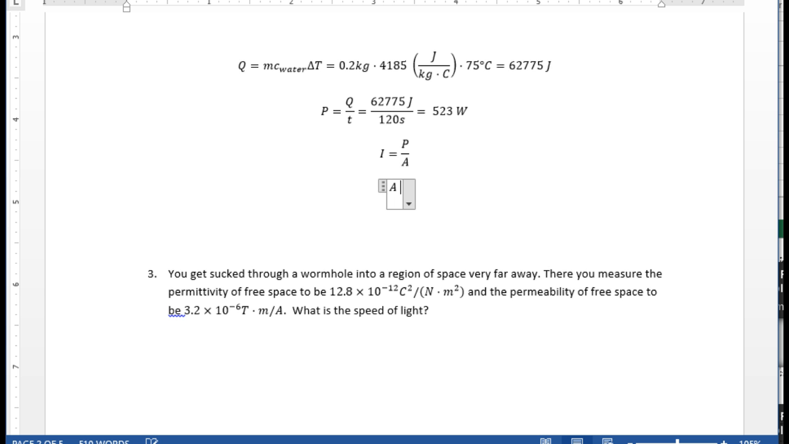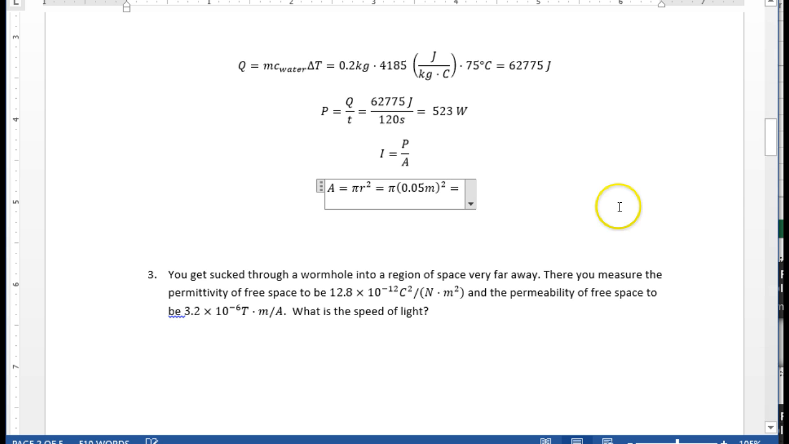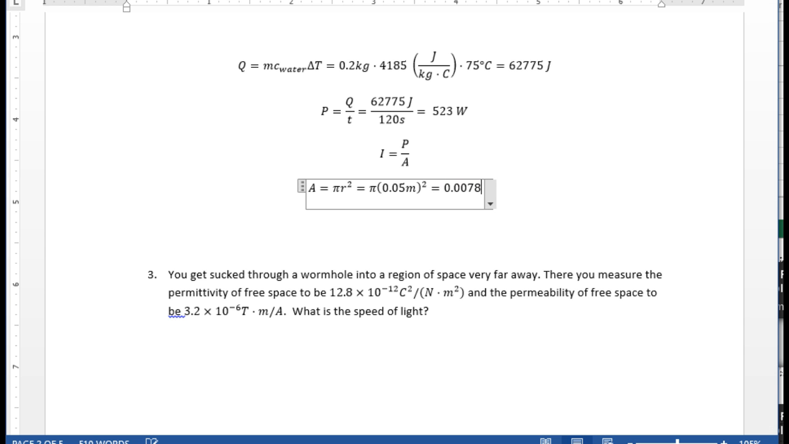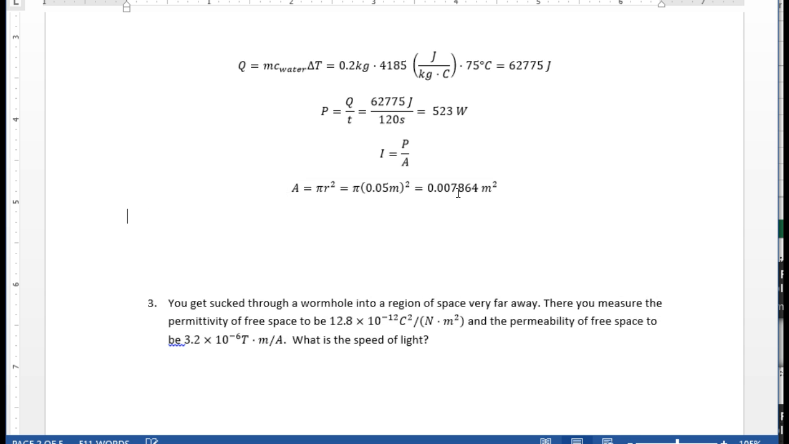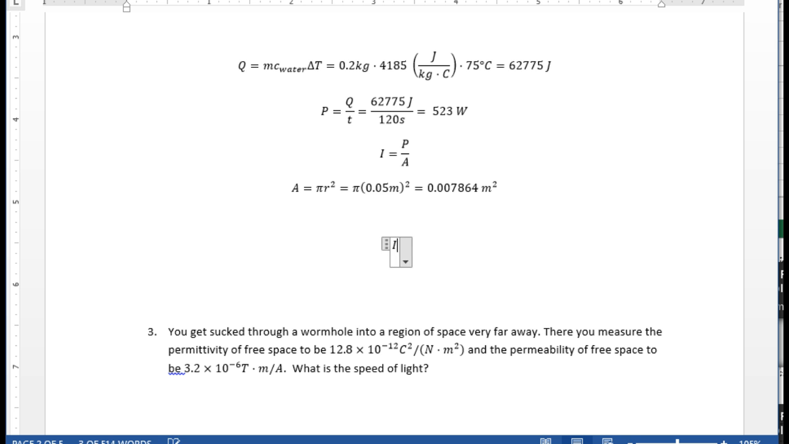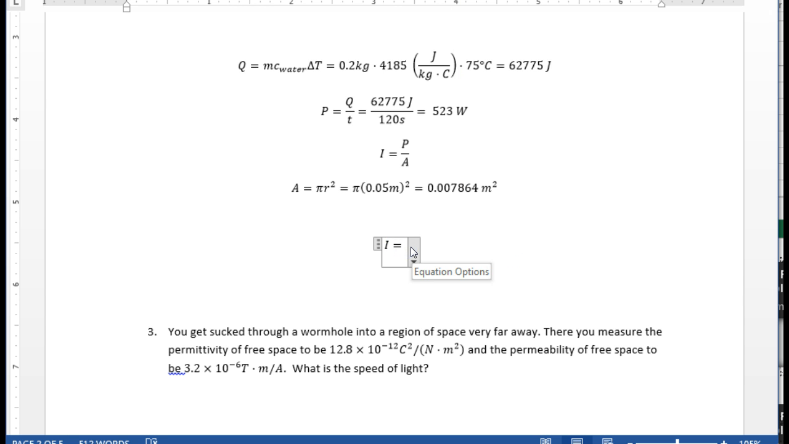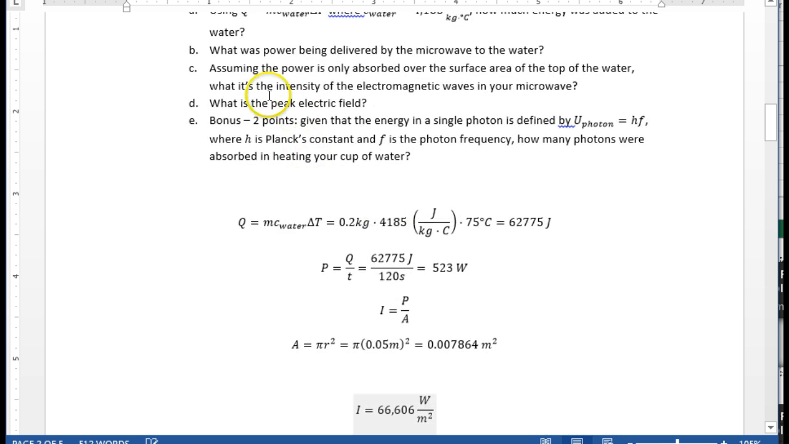Our area is pi r squared, which is pi times 0.05 meters squared. Pi times 0.05 squared, 0.007854 meters squared, right? So now we have the power, we have the area, so the intensity is the power divided by the area. Intensity is 66,606 watts per square meter. That's the intensity. So that gives us part B.